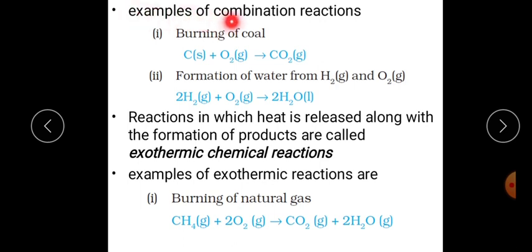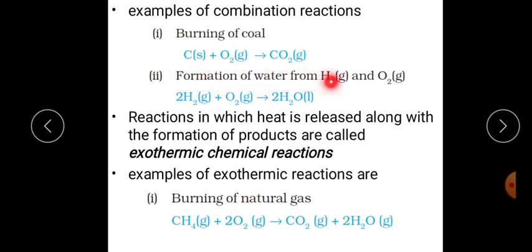A few examples of combination reactions, like burning of coal. We know that coal contains carbon which is in a solid state. So this carbon reacts with oxygen to form CO2, that is a combination reaction. Two reactants combine to form one product, so it is a combination reaction.